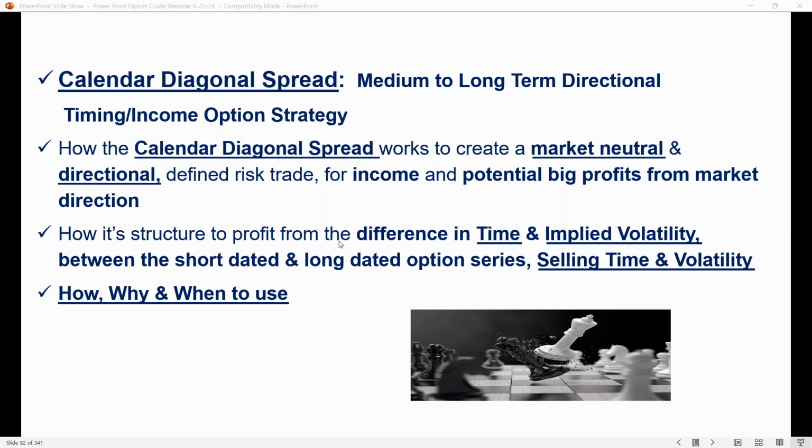Then how to structure it for your profit from the difference in time decay and implied volatility. So we'll go through how to incorporate taking advantage of volatility skew, and working that short dated versus the long dated series, selling time and volatility, how, why, and when to use.